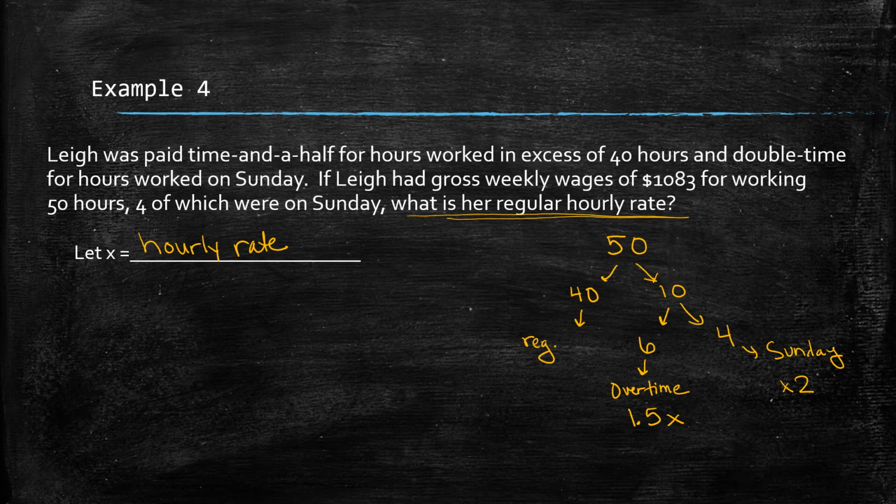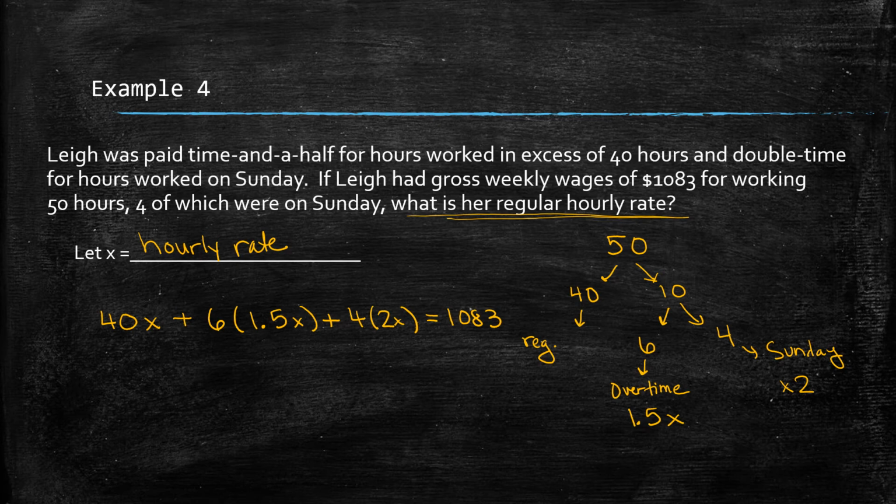So we start off with her 40 hours, and for her 40 hours, she gets paid her hourly rate, so that's 40 times x. Then we want to add her overtime. She's working 6 hours at time and a half, so that's 1.5x, plus 4 hours double time, so 4 times 2x. And this should get her to her gross salary for the week, $1,083.